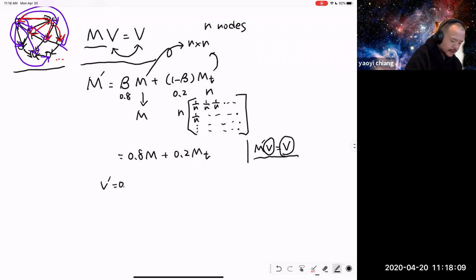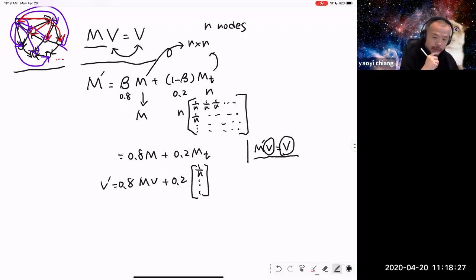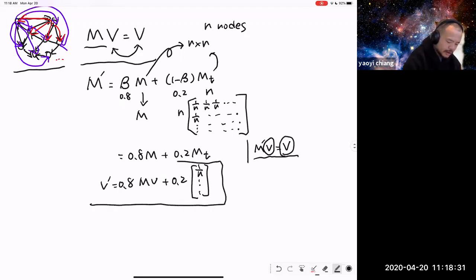Okay, so it says you have V prime equal to 0.8 times the original transition matrix times V plus 0.2 times this 1 over n vector. Okay, so how does this work? We haven't really seen this before, but it's very simple. It's this.